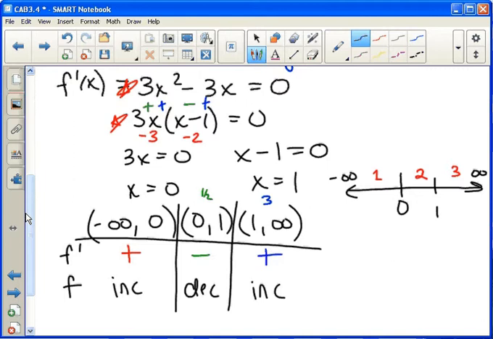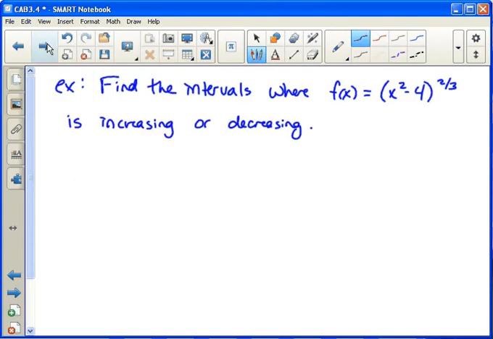Next example. Find the intervals where f of x equals (x squared minus 4) to the 2/3 is increasing or decreasing. Same process. We need to first find the critical numbers. To take the derivative of this equation, we're going to need to use the chain rule. So I do the derivative of the outside times the derivative of the inside.